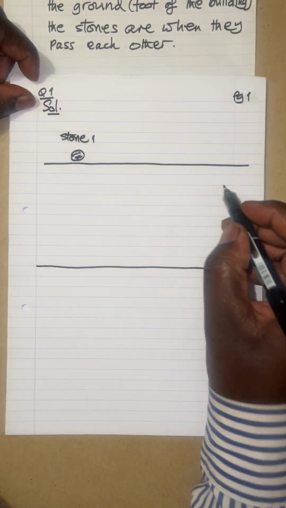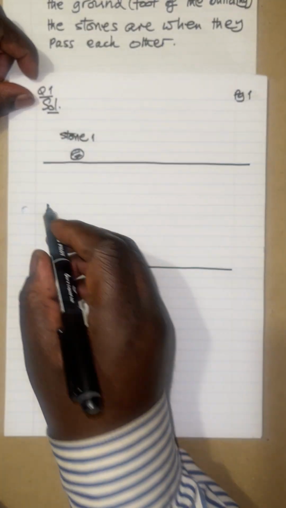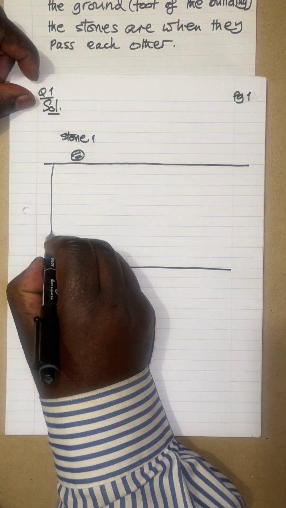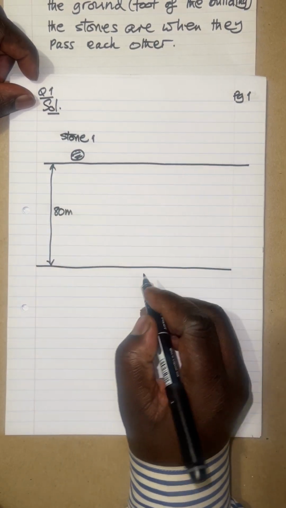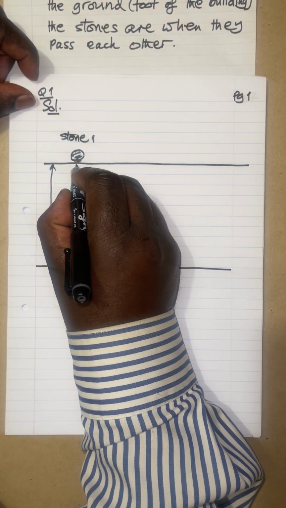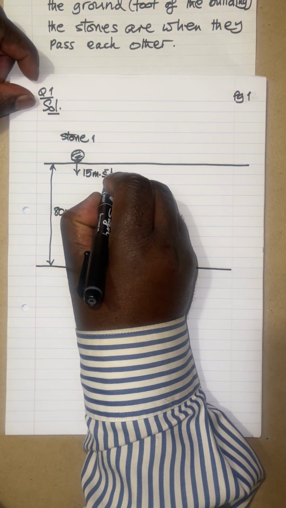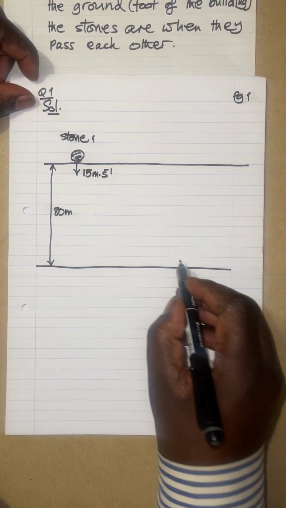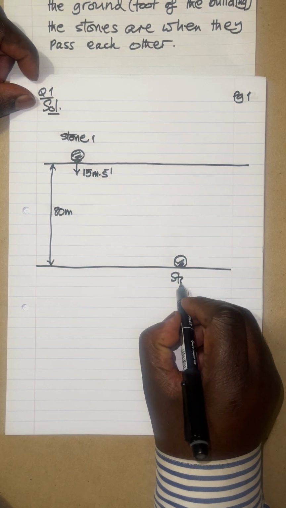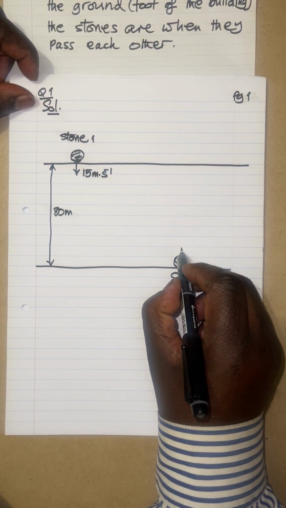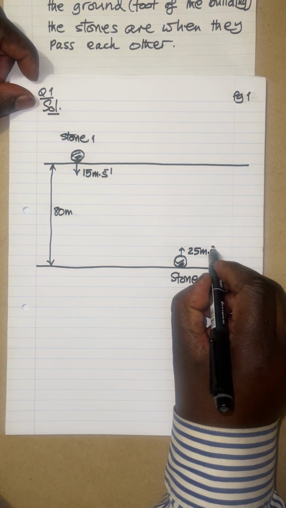And we're told that this is top of the building and that's the ground, foot of the building. We are told that this distance here is 80 meters. And we're told that this stone here is projected vertically downwards with a velocity of 15 meters per second. And then we are told the second stone is projected vertically upwards. So this is stone 2, projected vertically upwards with a velocity of 25 meters per second.